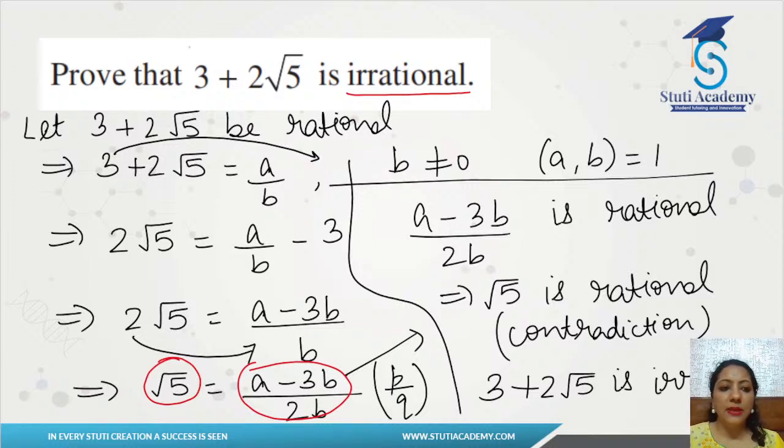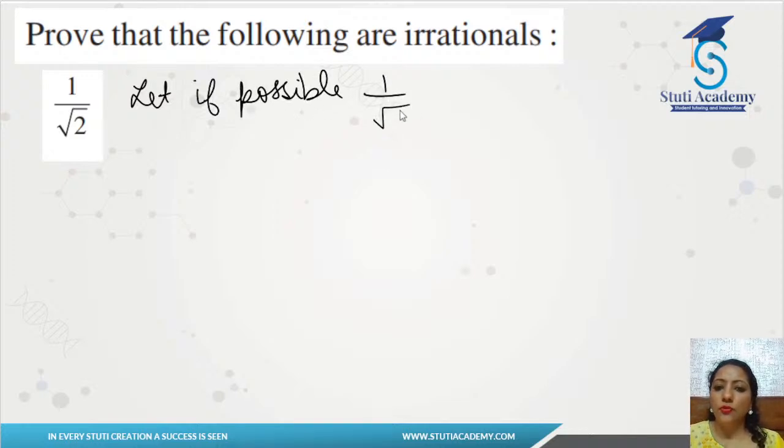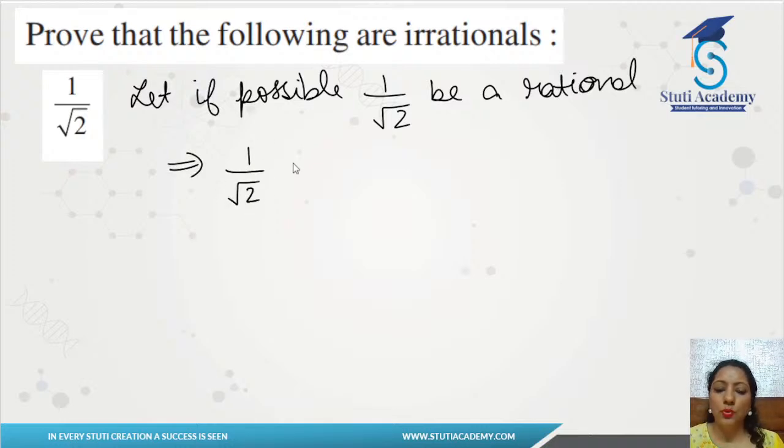Now children, on the same lines, we'll prove the next one. In fact, this is very simple. Prove that the following are irrationals. So we'll start with 1 upon root 2. We'll start in the same way. Let, if possible, 1 upon root 2 be a rational number. Now, if this is a rational number, we can write 1 upon root 2 in the form of a upon b, where b is non-zero, and we can say a and b are co-prime numbers.